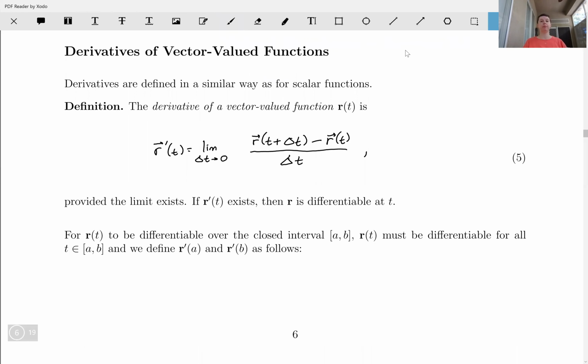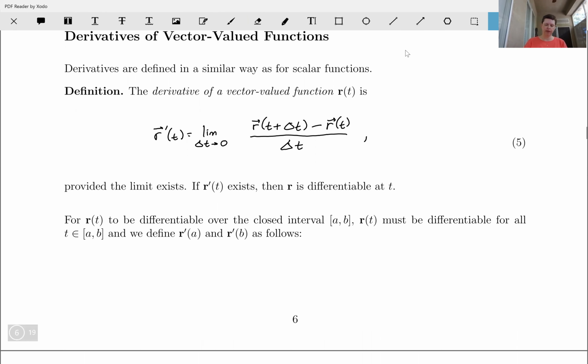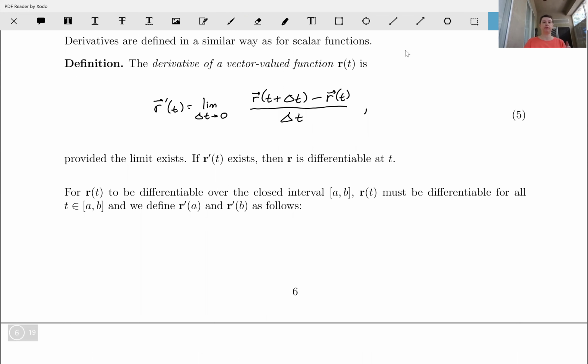If r prime of t exists, then r is differentiable at t. For r of t to be differentiable over the entire closed interval [a, b], r of t has to be differentiable for all t in that interval. And so we have to define r prime of a and r prime of b, because at the endpoints, that doesn't quite cut it. So we have to say how we're doing things.